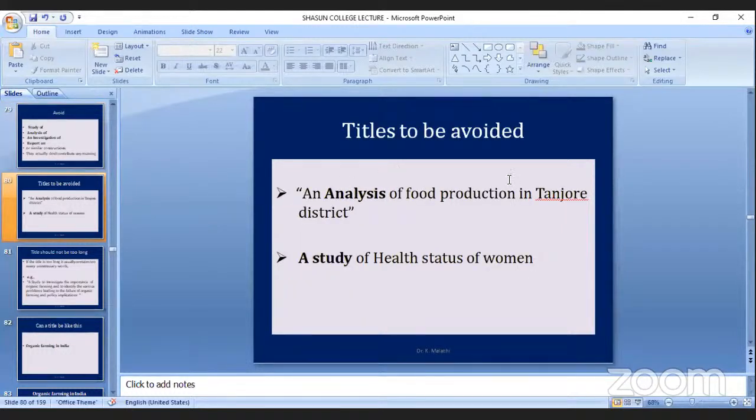See, "An analysis of food production": what is that analysis actually? What analysis are you going to do? You have to mention that. So this kind of topic should be avoided. Now, "A study of health status": again, this is a broader way of explaining your topic. I told you earlier, never go for a broader aspect. You try to narrow your topic. That is very, very important. This is a very broad one. What health status are you going to study for women? Again, what analysis? Now, I'll give you another example.